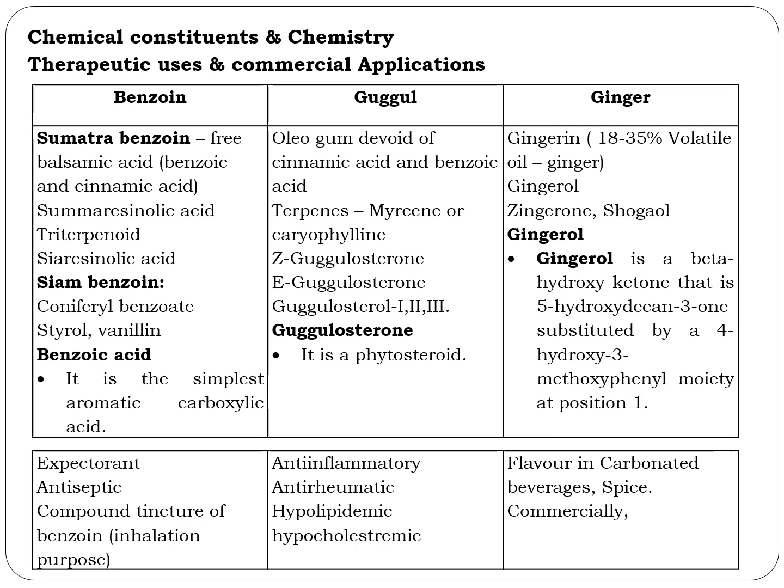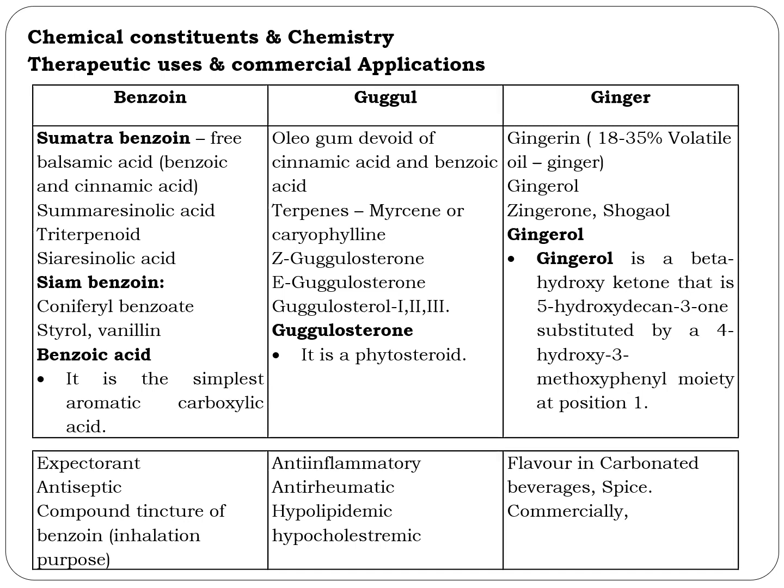Benzoic acid is the simplest aromatic carboxylic acid, which will be present in the Siam benzoin. Guggul contains oleogum devoid of cinnamic acid and benzoic acid, unlike benzoin. It also consists of terpenes, myrcene and caryophyllene. It also consists of guggulsterone Z, E-guggulsterone, and guggulsterols 1, 2 and 3. Guggulsterone is a phytosteroid.